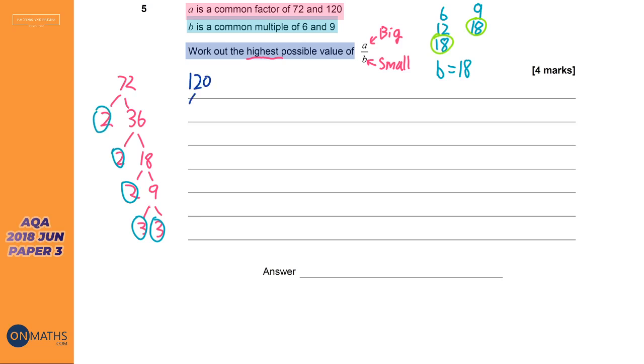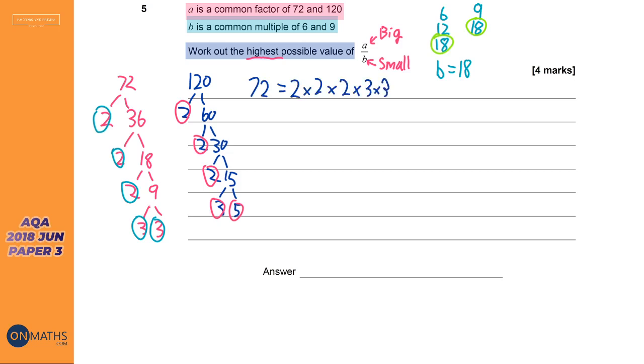120, so that'd be 2 times 60, 2 times 30, 2 times 15, 3 times 5. And the reason I'm going through this quickly is because we've already talked about this on the previous question. So let's write them out. So 72 is 2 times 2 times 2 times 3 times 3. 120 is 2 times 2 times 2 times 3 times 5.